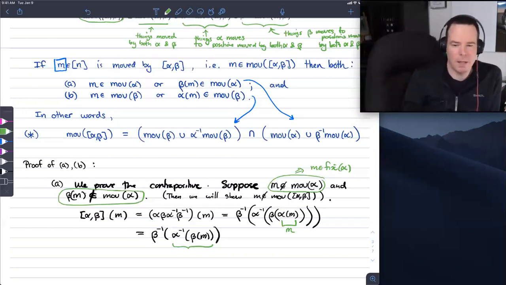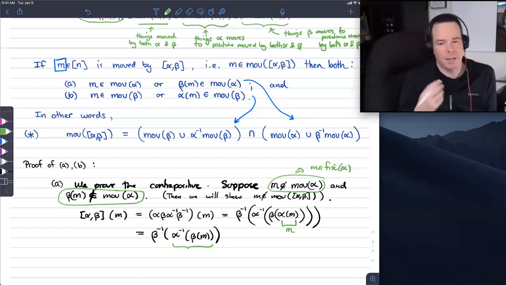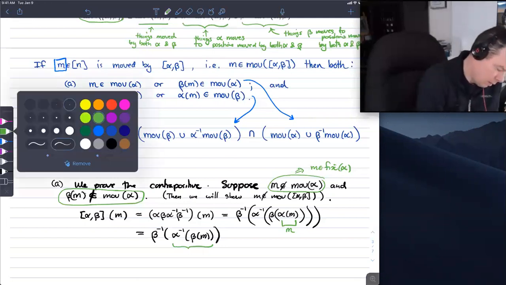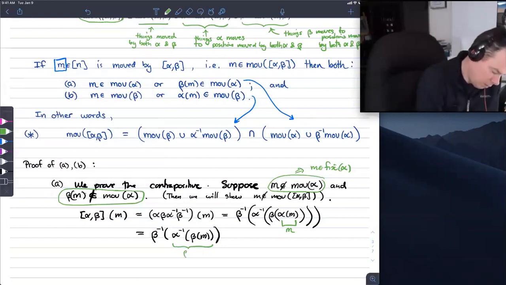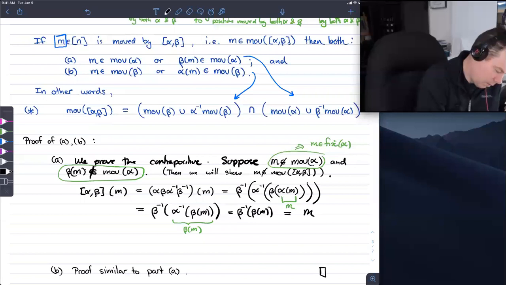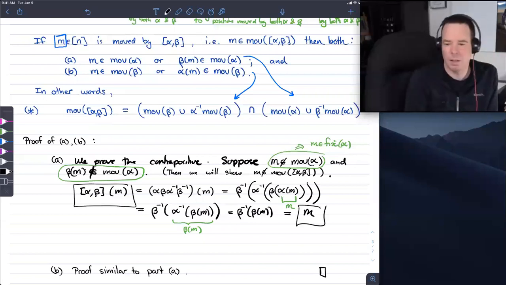That means that beta of m is not moved by alpha inverse either. So I have beta of m, I apply alpha inverse to that. It doesn't move it, it stays fixed. So that's beta of m. And so this becomes beta inverse of beta of m, which is m. And therefore, the commutator, when applied to m, leaves it untouched.